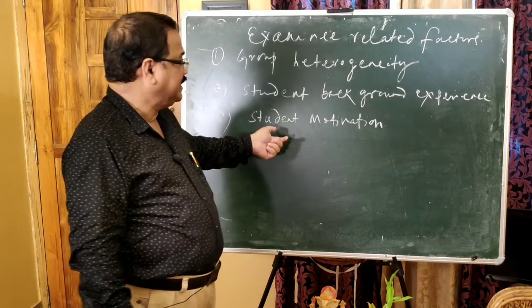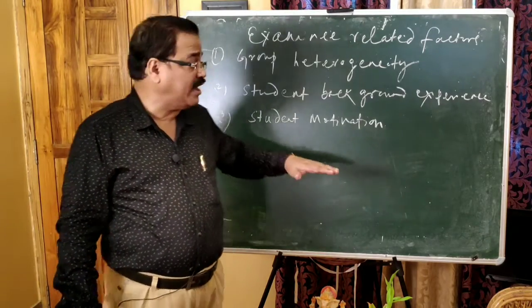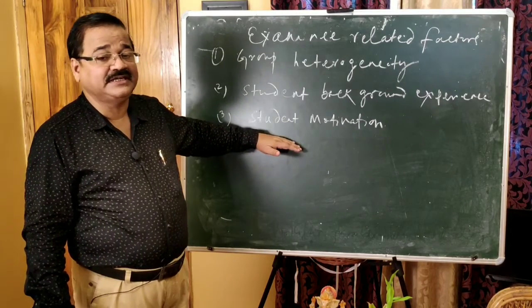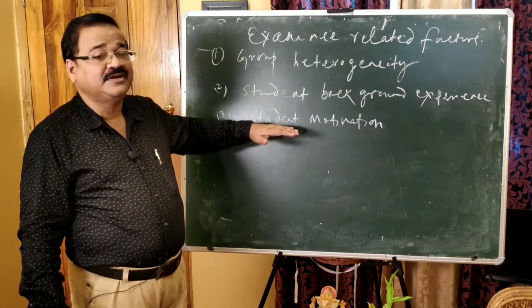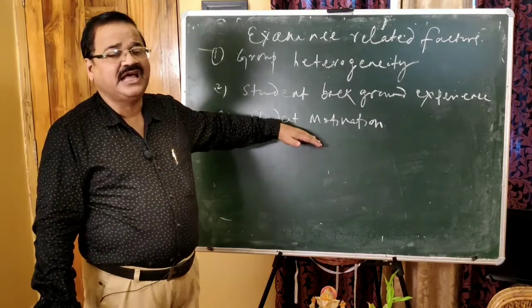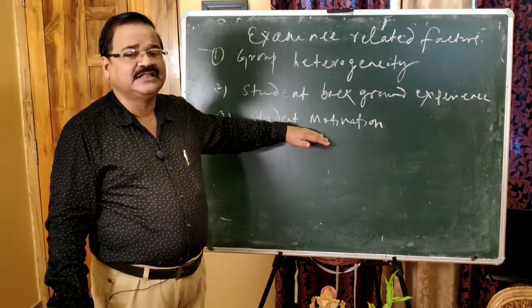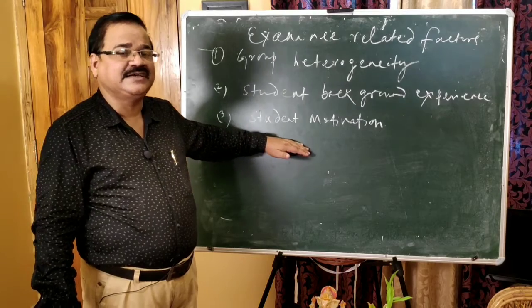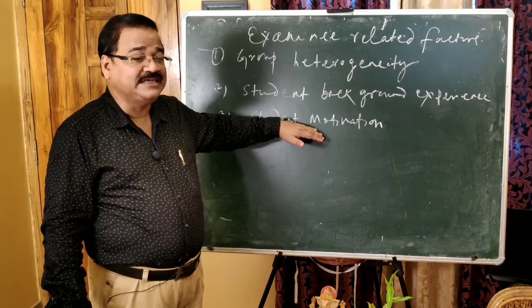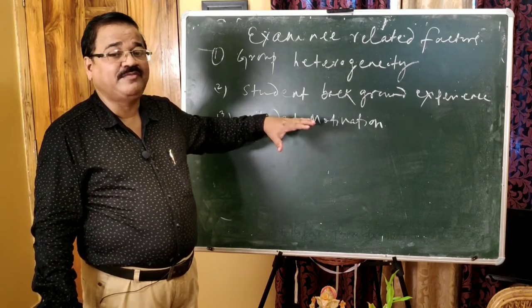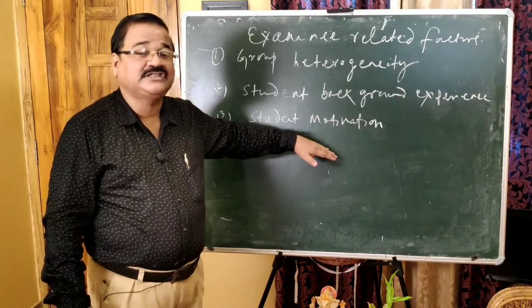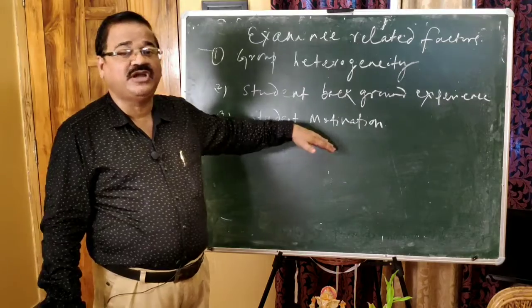Then the third one, that is student motivation. It is also one of the important factors which affect the reliability as well as the validity, because due to lack of motivation, sometimes when students are demotivated, they are not interested to take up the test, and they will not give their 100%. They can achieve less than what they deserve to achieve. Actually, what is their exact depth of knowledge and extent of achievement, our test will fail to measure, because the students are not properly motivated.